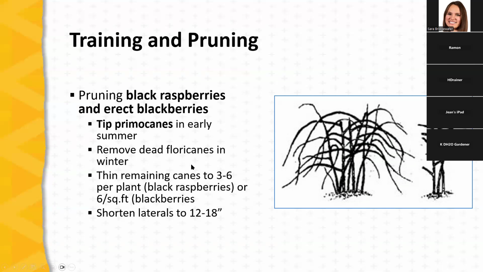So you remove the floricanes after harvest, but you tip the primocanes, those that grew in that year, and thin them to 3 to 6 per plant in the case of blackberries, or 6 per square foot in raspberries. And once in the winter, those lateral shoots, you might want to shorten it a little bit. Normally, the tip of that last growth is not going to handle the winter. They're too succulent, and they're not going to be able to produce good fruit or flowers.